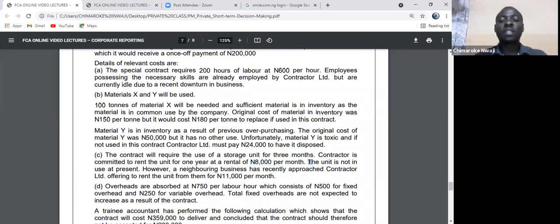Now the storage unit is not in use at present. Yes, you have a contract which you are committed to, that you have to rent at 8,000 naira per month, but for now, nobody is using it. However, a neighboring business has recently approached Contractor Limited, offering to rent the unit from them for 11,000 naira per month. So what do you do now?